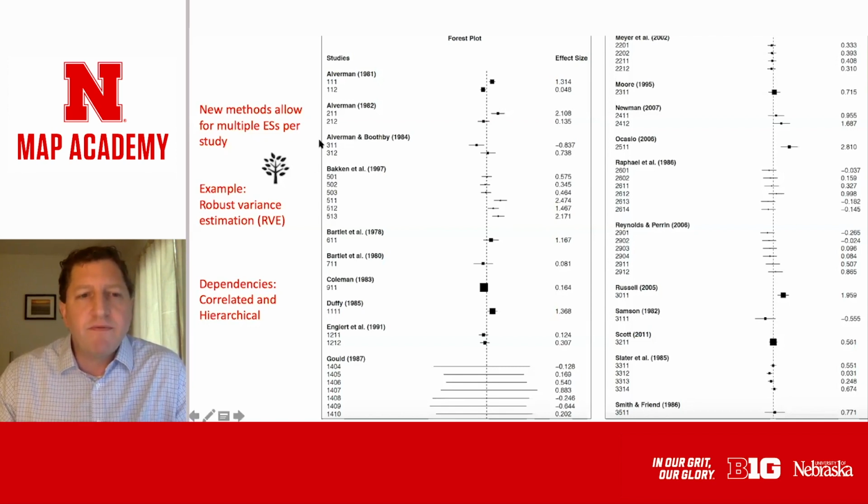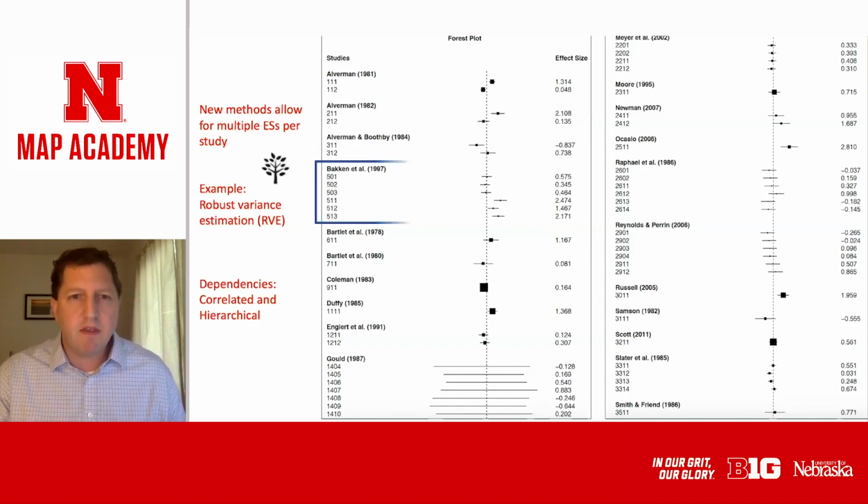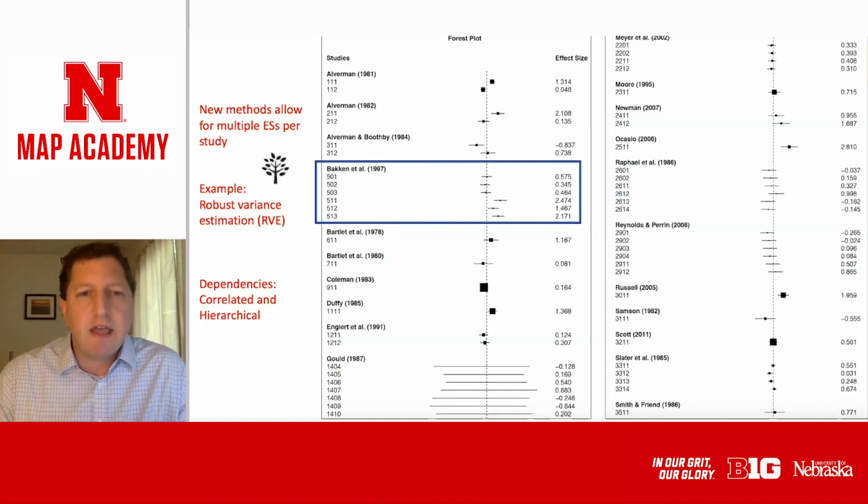So I mentioned before that robust variance estimation doesn't care what the dependencies are among the effect sizes, and I just want to talk a little bit about what that means. If we're looking at that Bakken study again, we see those 6 effect sizes, and as I mentioned before, it's the same researcher, same participants, same methods being used, so this is the correlated effects issue, right? Within this study, these effect sizes are likely going to be correlated with one another in some way.